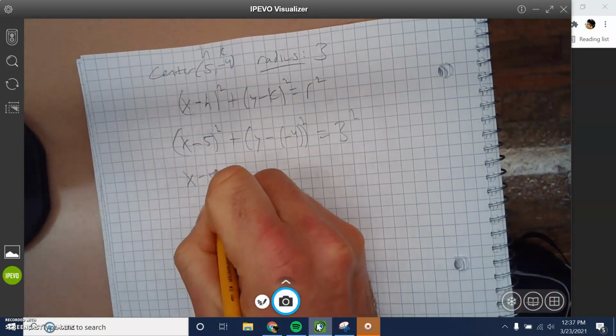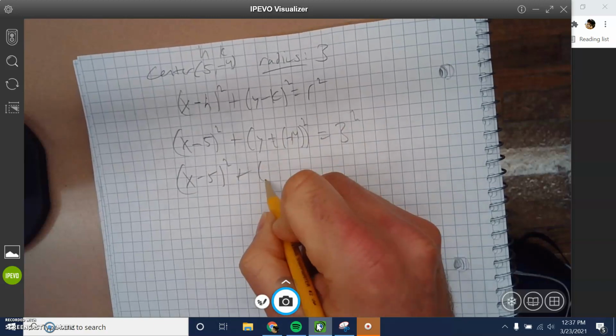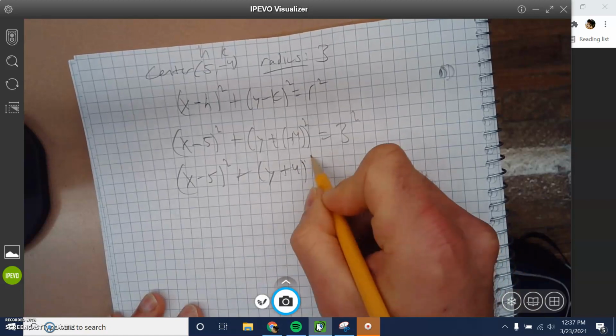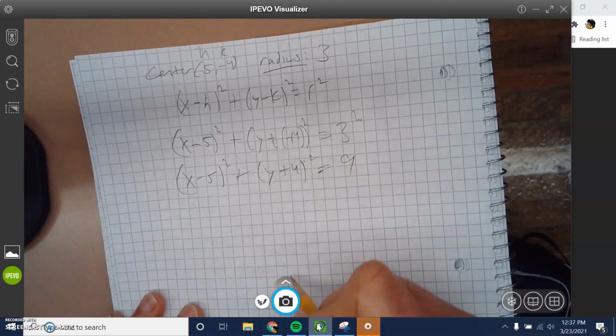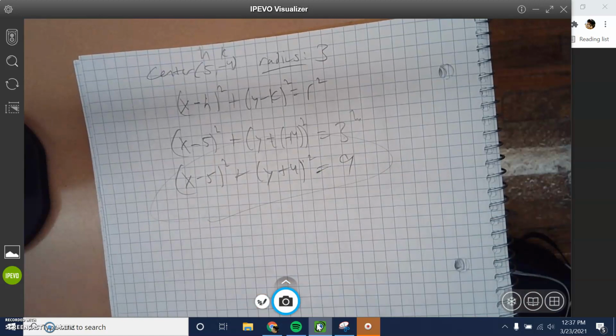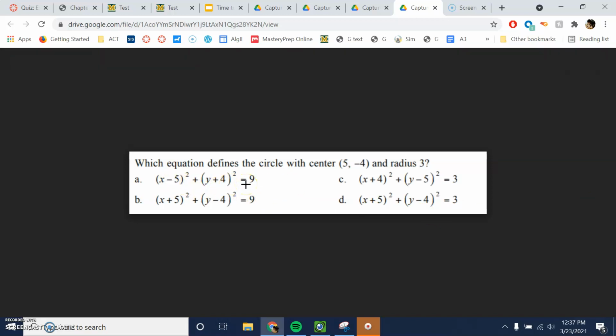Simplify. X minus 5 squared plus, when you subtract the negative, you're adding. Y plus 4 squared equals 3 times 3, which is 9. There you go. X minus 5 squared plus y plus 4 squared equals 9. Is A. There you go. Good work, everybody.